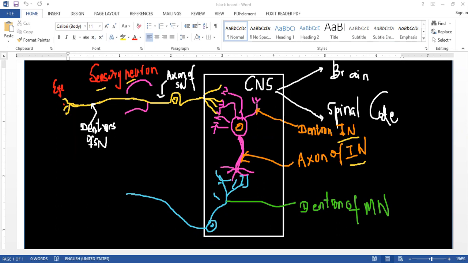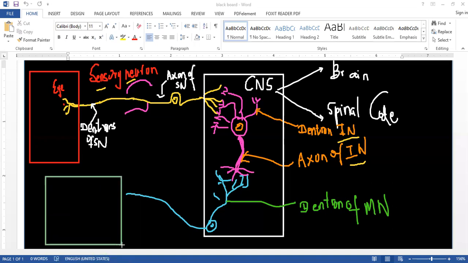And finally, this is the sense organ, and I can find here this could be the one. Now it's coming to the effectors. You can find the effectors here. What are the effectors? There are two types of effectors: one is muscles and the other is glands.